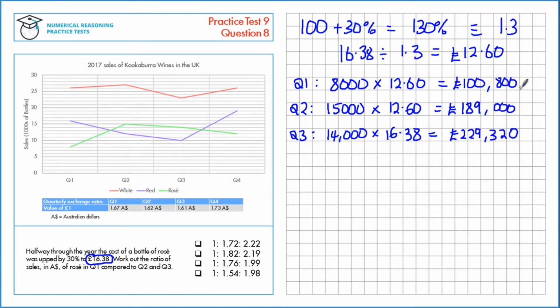So now we have the values in pounds. We need to convert these to Australian dollars. We can't just multiply them all by the same amount because this actually changes the exchange rate each quarter. So for Q1, we need to take the amount in pounds, that's 100,800, and multiply by the exchange rate here, which is 1.67, to give us 168,336 Australian dollars. We'll do the same for Q2 and Q3 using their respective amounts.